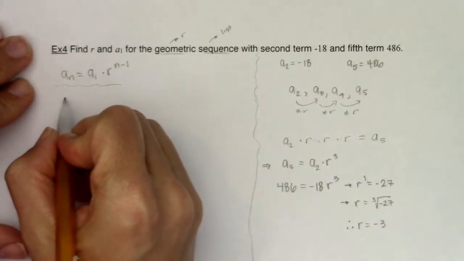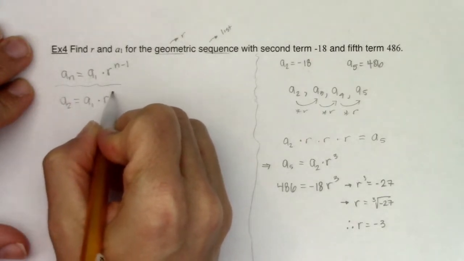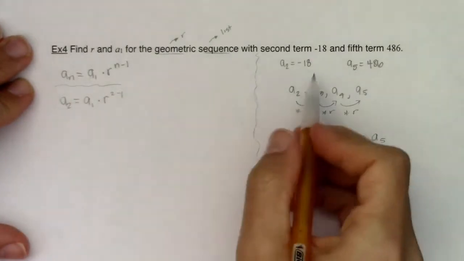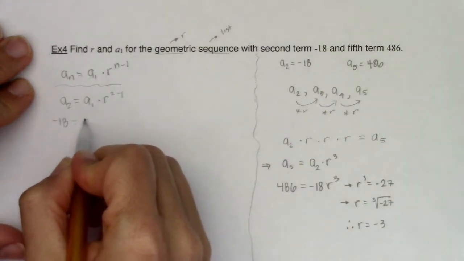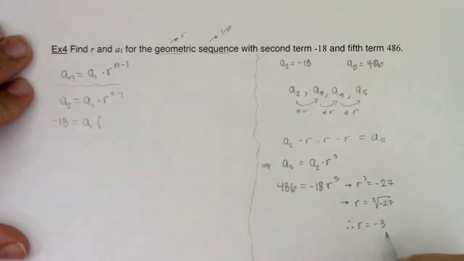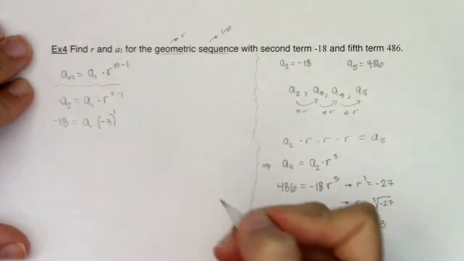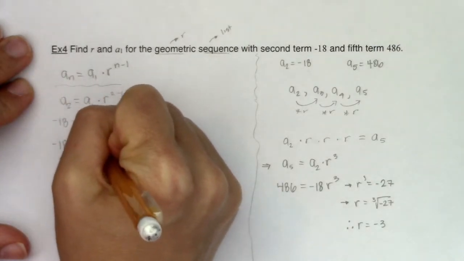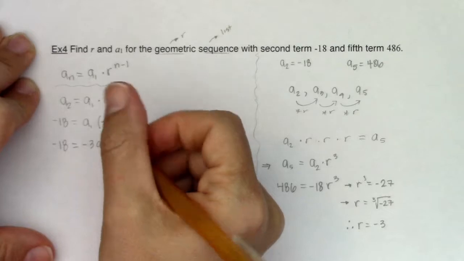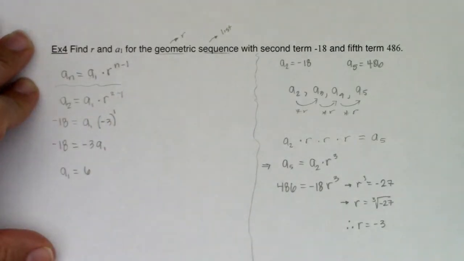I could say a sub 2 was equal to a sub 1 times r to the 2 minus 1. All right, well, again, a sub 2 itself is negative 18. A sub 1, I don't know. R, we just found, was negative 3. 2 minus 1 is 1. So this is saying, well, negative 18 is equal to negative 3 times a sub 1. And that would let me get to the fact that a sub 1 was 6. Okay?